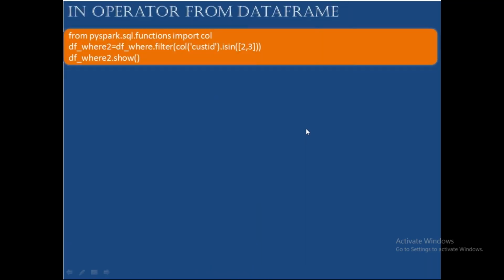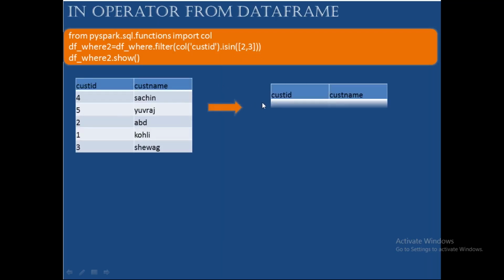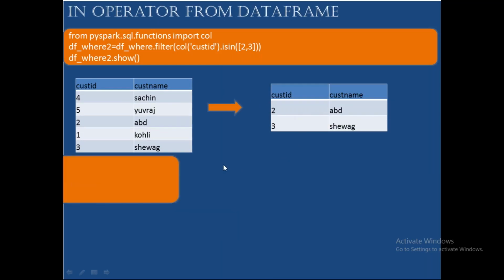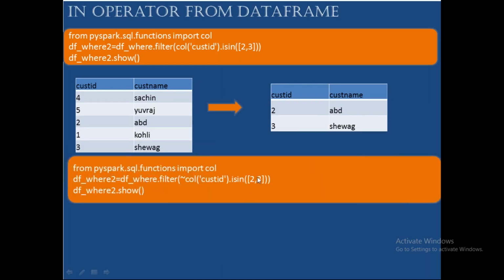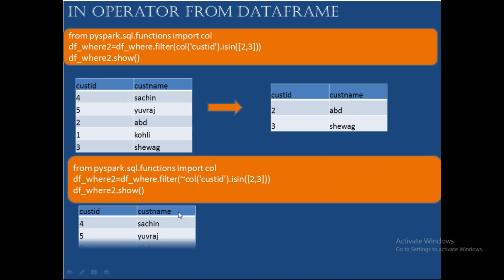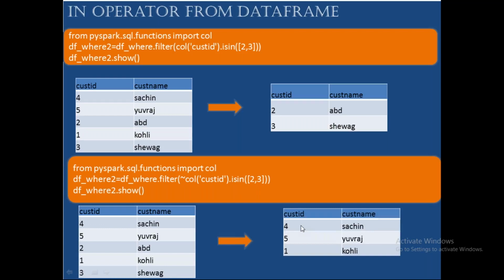Next we have something called the IN operator. Custid is in 2, 3. If the customer ID is 2 and 3, I want to return those two records. We have 2 and 3. You see, 2 and 3 will be returned. If I want all other records except 2 and 3, then you need to use a negation operator before col. See, except 2 and 3, you will get all other records: 1, 4, 5.